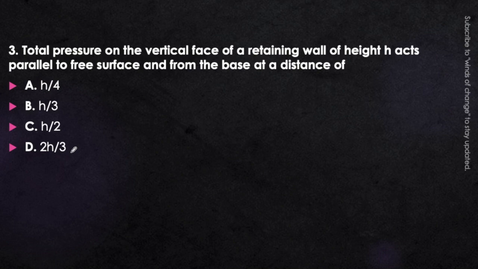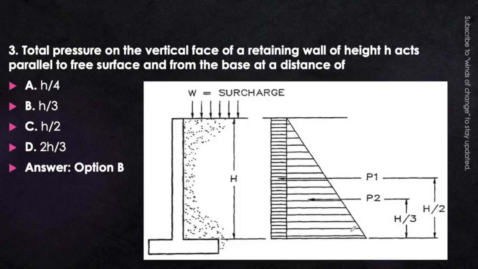So the total pressure will be acting at the centroidal axis of the triangle, that is at h by 3 height from the base. You can watch it here. It is the total force for this triangular portion, that is the force acting on the vertical face of the wall.